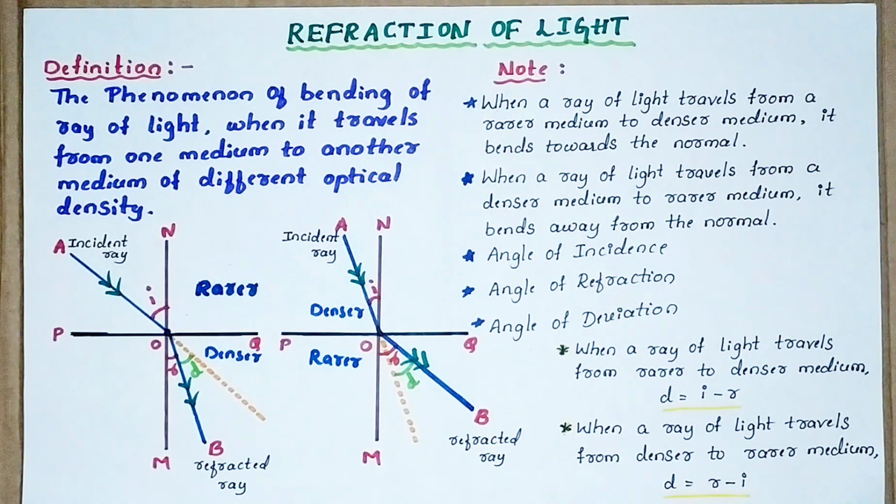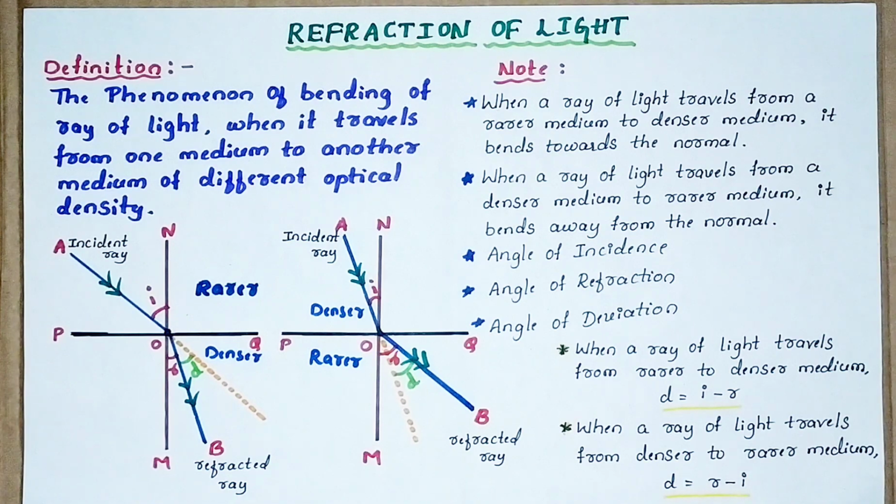So density means what? Mass per unit volume. It is our general definition. Density is the ratio of mass per unit volume. But here we are not talking about mass. It is completely related to the speed of light. Don't get confused with mass per unit volume. Here we are going to take it as optical density. Optical density is completely related to the speed of light. So density and speed are directly proportional here.